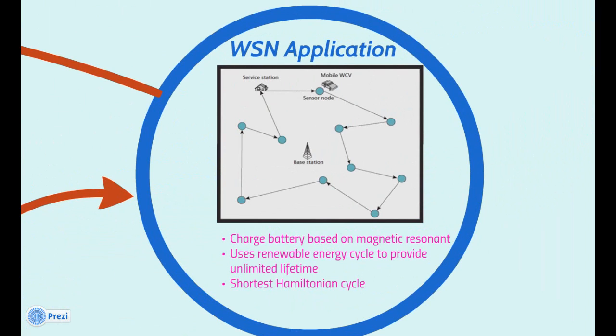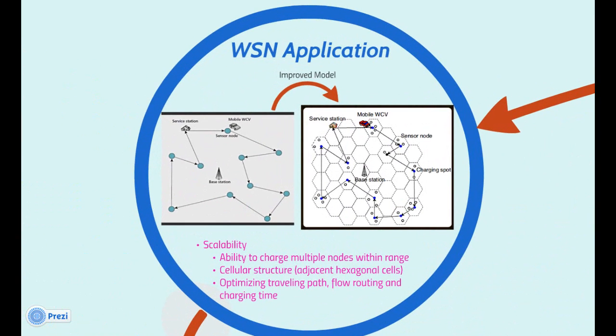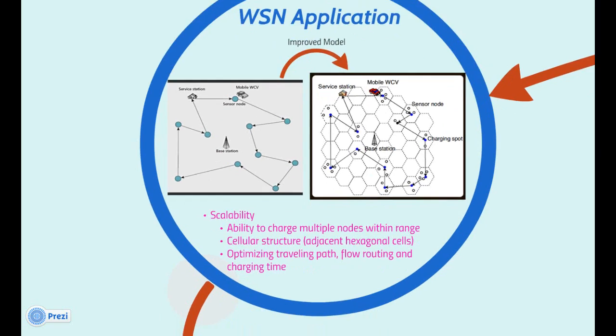To offer unlimited lifetime for wireless sensor networks, a concept called the renewable energy cycle is introduced, and it needs to be fed with both necessary and sufficient conditions. To optimize the distance traveled, it is the shortest Hamiltonian cycle. For scalability, a new model is proposed with the ability to charge multiple devices at once within the range of the wireless moving vehicle. In addition, a cellular structure that partitions two-dimensional planes into adjacent hexagonal cells is being proposed as well. To further optimize it, we need to consider traveling path, flow routing, and traveling time.